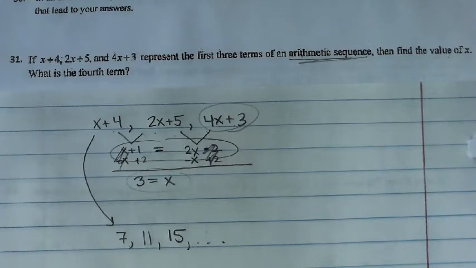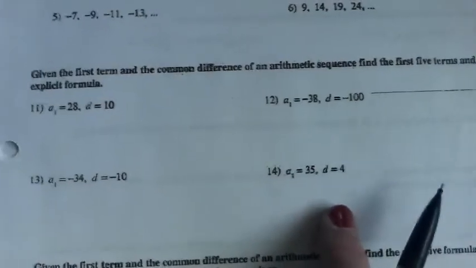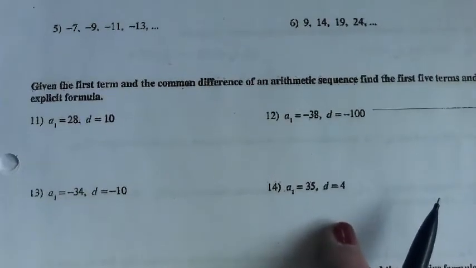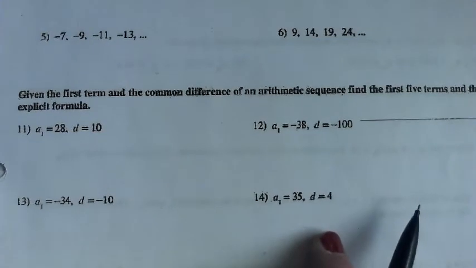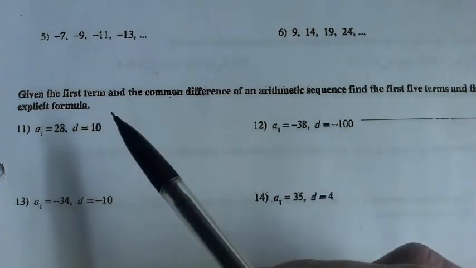Okay? The other thing that I know came up on the homework was in 11 through 14. Given the first term and the common difference, find the first 5 terms, which was not the issue. We just kept adding 10, adding 10, adding 10 to get the first 5 terms. It was the finding of the explicit formula.